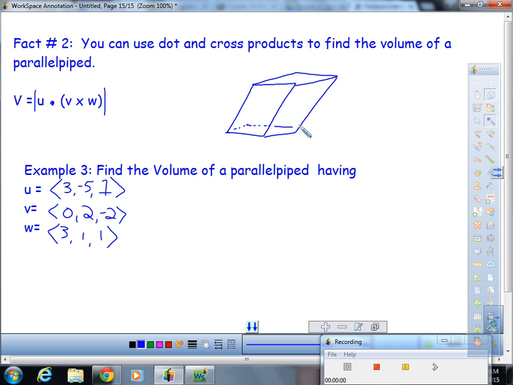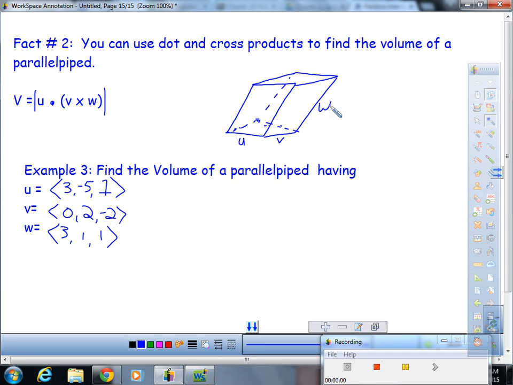Something like that. Okay? So all you need to know is it's determined by three vectors. You got a U, you got a V, and then now we have a W. Obviously this works for prisms as well. A prism would be considered a type of parallelepiped. Okay?